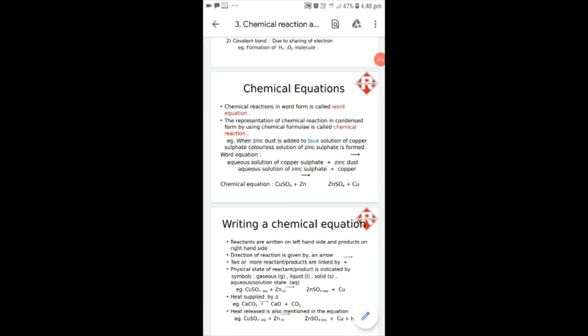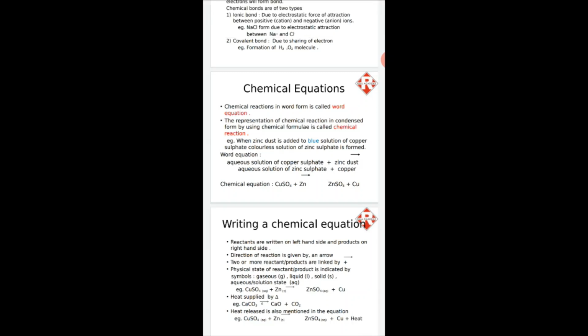Now we are going to the next point, the chemical equation. When the reactants react with each other, a chemical reaction takes place to form products. If we write these chemical reactions in word form, it is called a word equation. The representation of chemical reactions in condensed form by using chemical formulas is called a chemical equation.